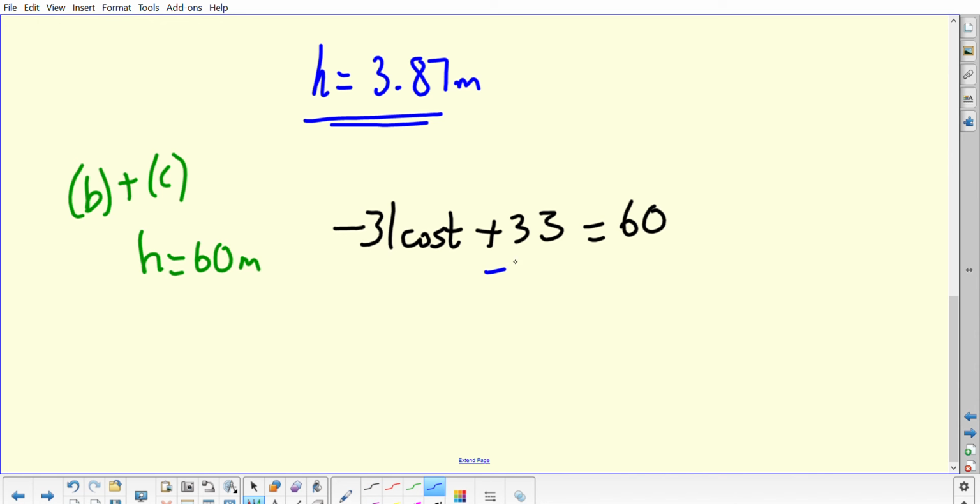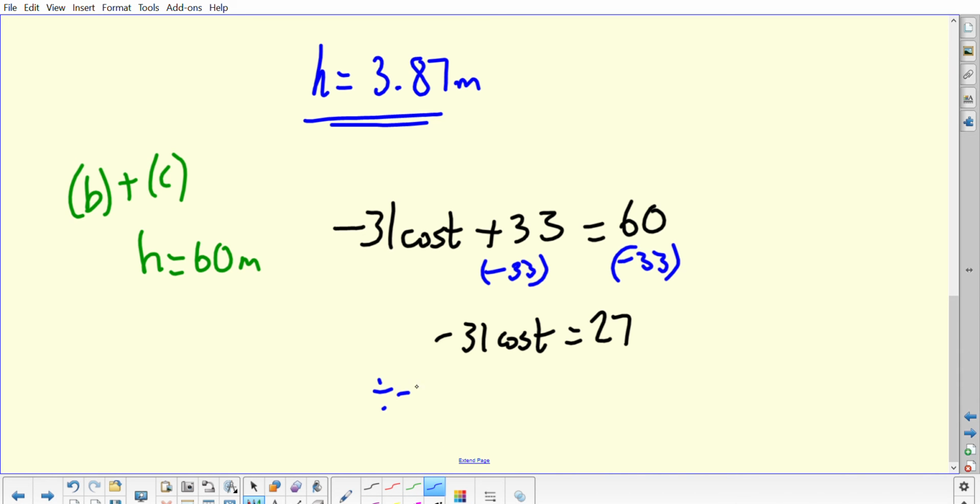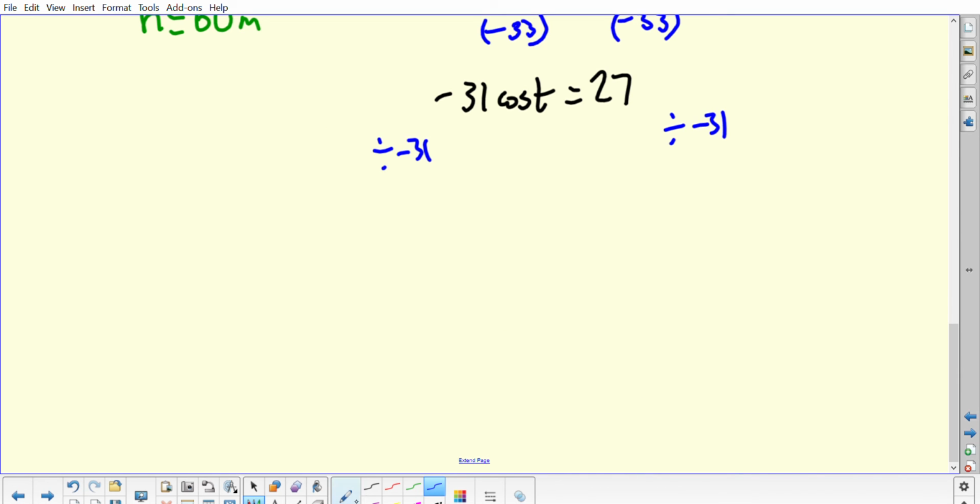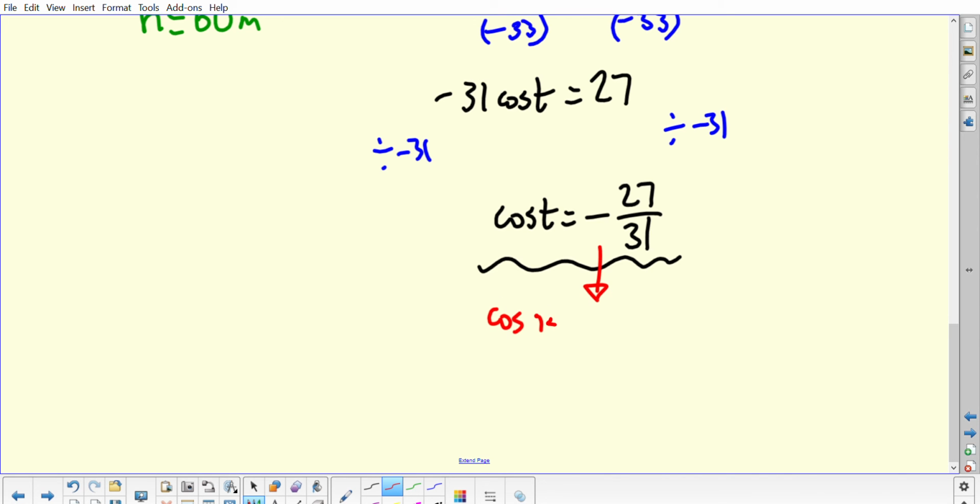So that means we're going to subtract the 33 from each side. That would leave me with minus 31 cos t equals 27. And then I would need to divide by the negative 31 on both sides. And that would lead me to cos t equals negative 27 over 31. And now I need to solve that, and in order to solve that I need to notice that the cos is negative.